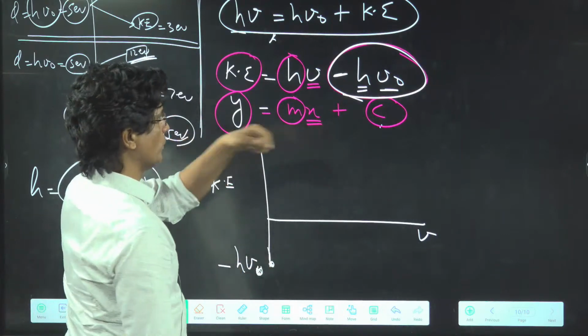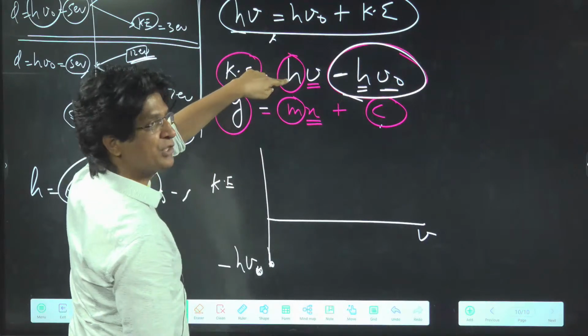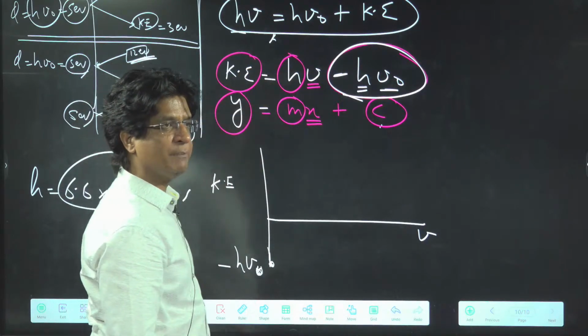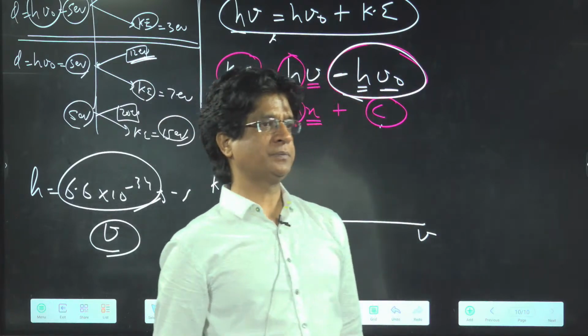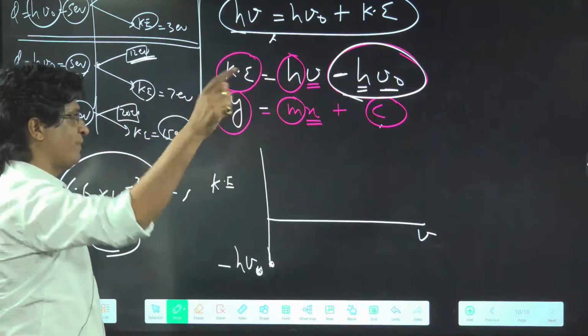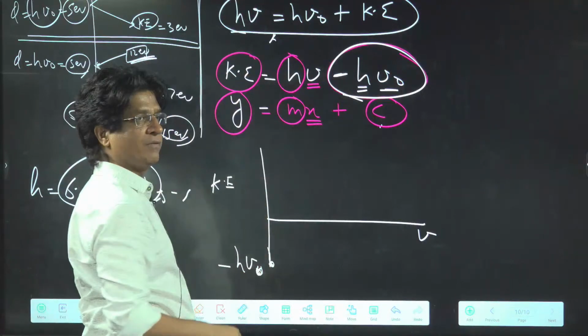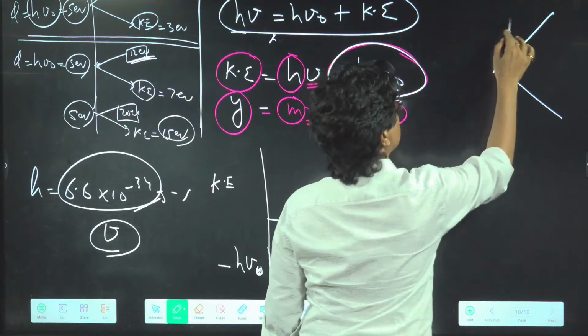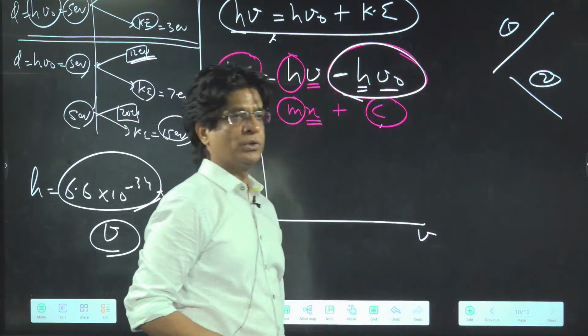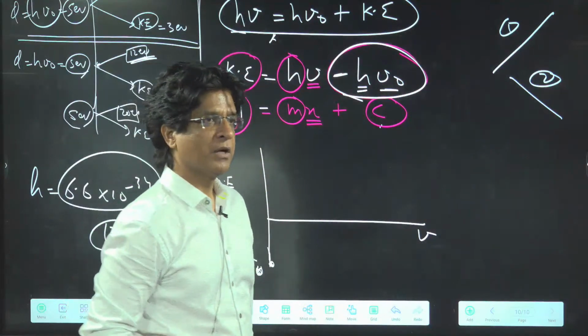Okay? Yes, good one. Now what is the slope? Planck's constant. Is this value negative or positive? Planck's constant is negative or positive? Come on. It is always positive. So when the slope is positive, it will be like this or like this. First one or second one? Slope is positive, it will be the first one.